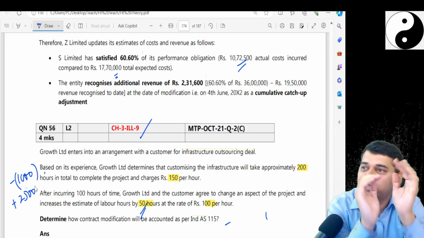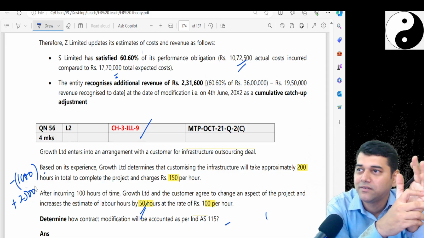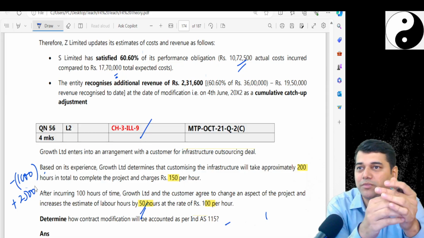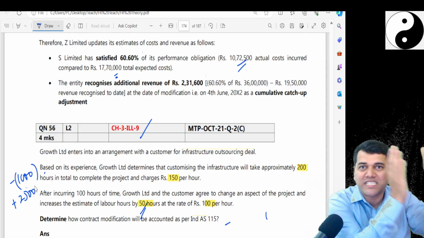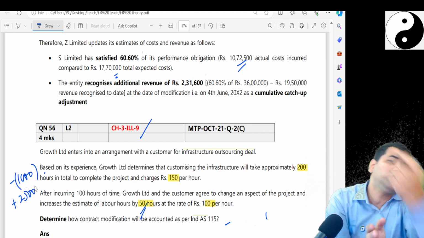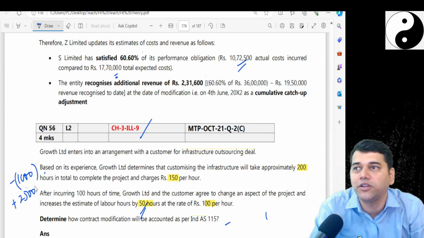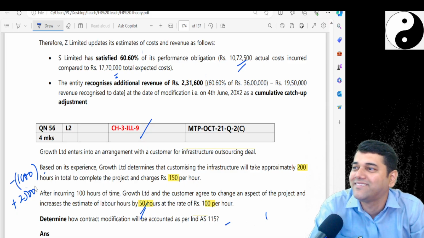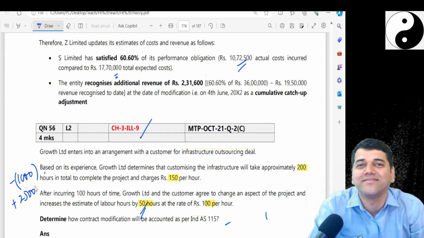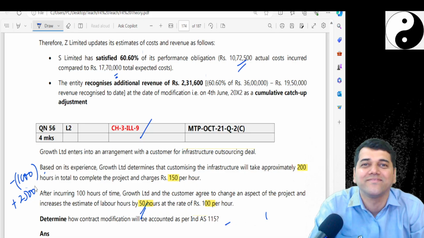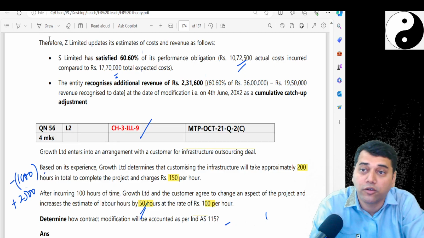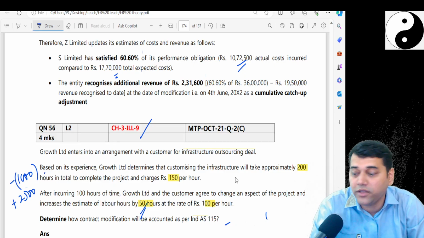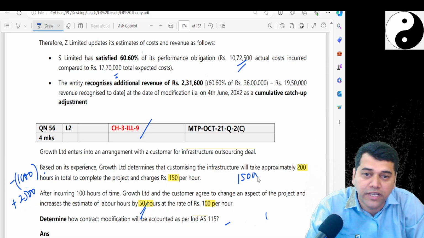Have you understood the concept of cumulative catch-up adjustment? Cumulative catch-up adjustment means, with the modification, how much revenue you should have recognized till date minus how much you have previously recognized. That's cumulative catch-up. Yes, Vidya, any numbers? Okay, you tell me how much revenue you should have recognized, and how much you have already recognized? Sorry? 15,000 you have already recognized. How?